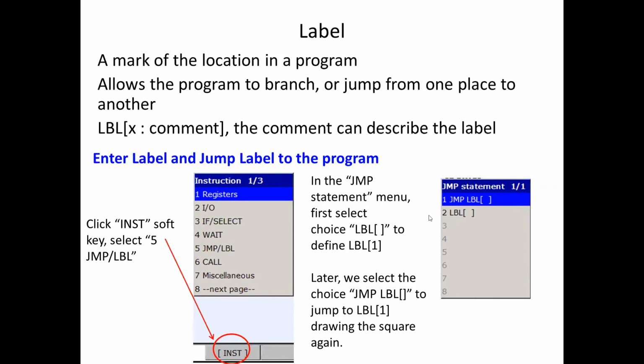We first select the choice label brackets to define label 1. Later, after we draw the square for the first time, we will select the choice jump label to jump label 1 to draw the square again.